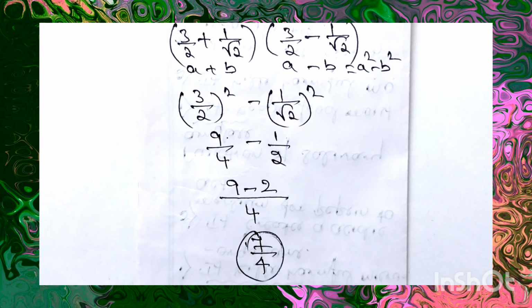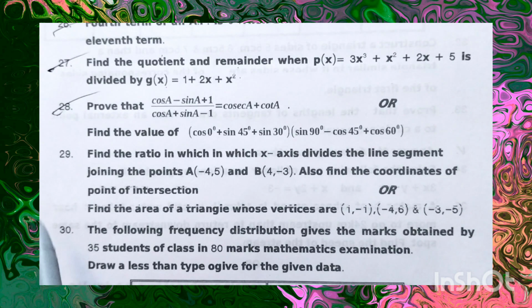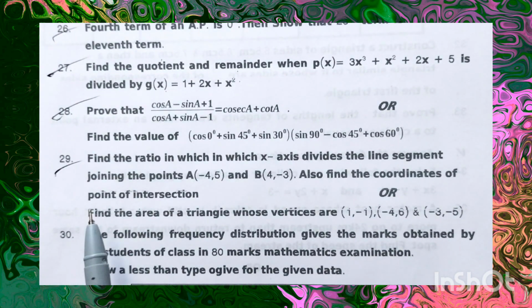Therefore, the value of cos 0 plus sin 45 plus sin 30 into sin 90 minus cos 45 plus cos 60 degree. So like this we have to find out the value of this one. The value of this is 7 by 4. Now let us move on to the 29th question. So let us answer the 29th one.